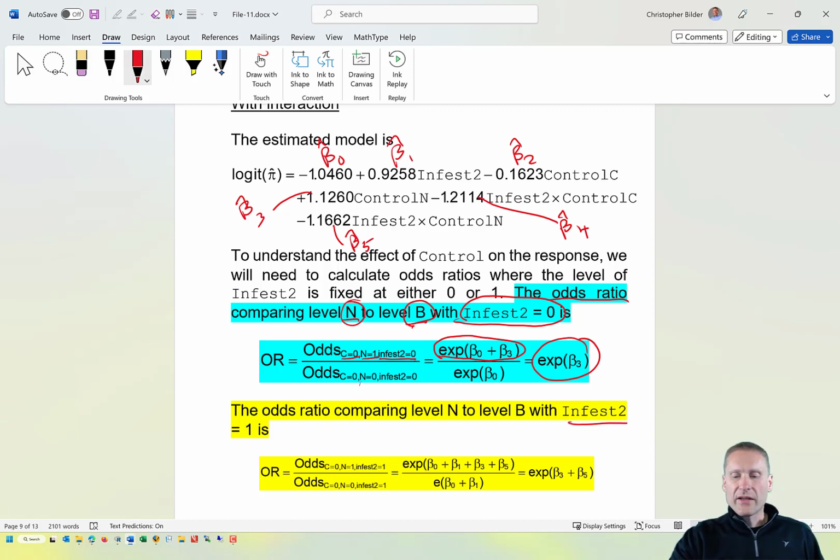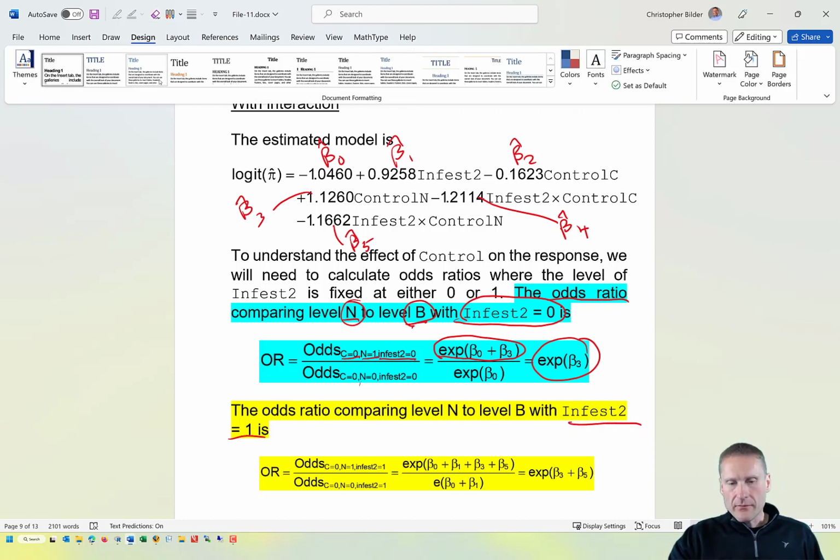Now, what if infest2 is equal to 1? How does that affect things? Now I have N equal to 1, infest2 equal to 1. So look what happens now to my numerator for my odds ratio. I can remove the C, wherever you see a C. But now control N is 1, infest2 is 1, so now I have to worry about beta 5. I have to worry about beta 1 as well. I have to worry about beta 3 and beta 0. So now I have this as my population version of that odds ratio.